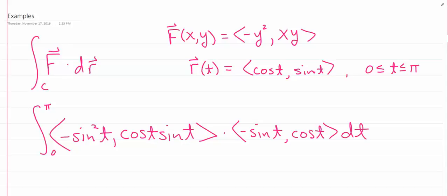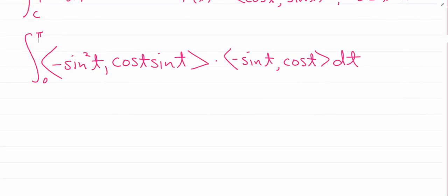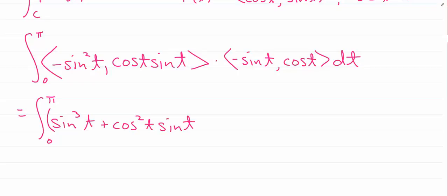Any questions about that? Now, our job now is just exactly the same as it was in Calculus 1. This is just a basic Calculus 1 integral. So let's see what we've got now. We've got 0 to pi. If I dot product this, I'm going to get sine cubed t, and it's positive, and then I get cosine squared t sine t dt.